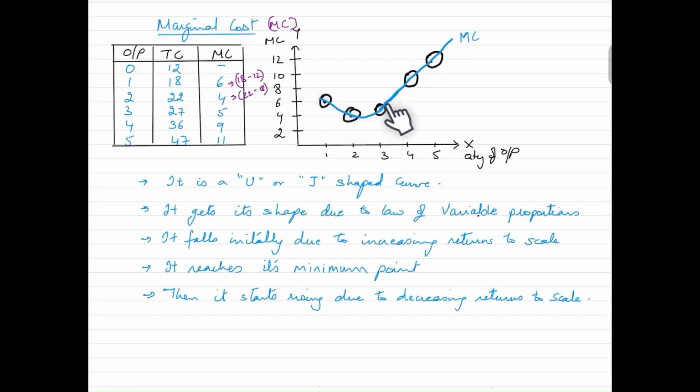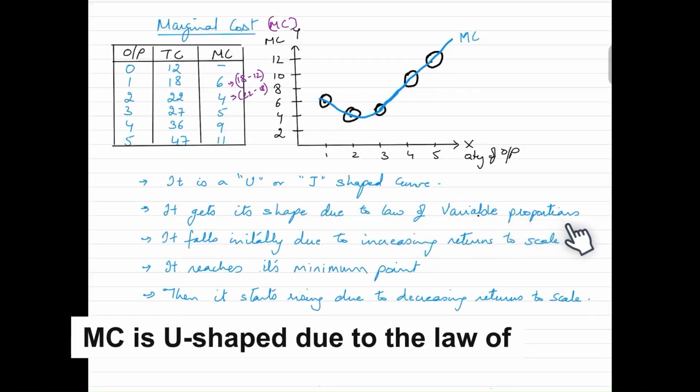When we join all these points, we get this curve, which is generally called a U-shaped or J-shaped curve. Now, why is this curve getting this shape? It is simply because of the law of variable proportions. Now, what does this law state?